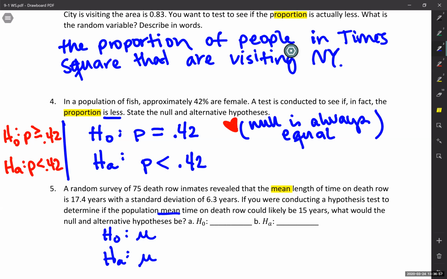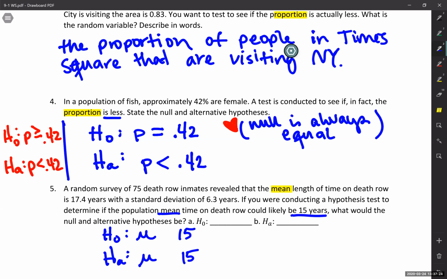If you were conducting a test to determine the mean time, if the mean time could be 15 years, what would those 2 hypotheses be? So we're talking about 15. That means the other information is just random information. We'll actually use that kind of information in the next section, but not today. Today we're just practicing the 2 symbols, the null and the alternative.